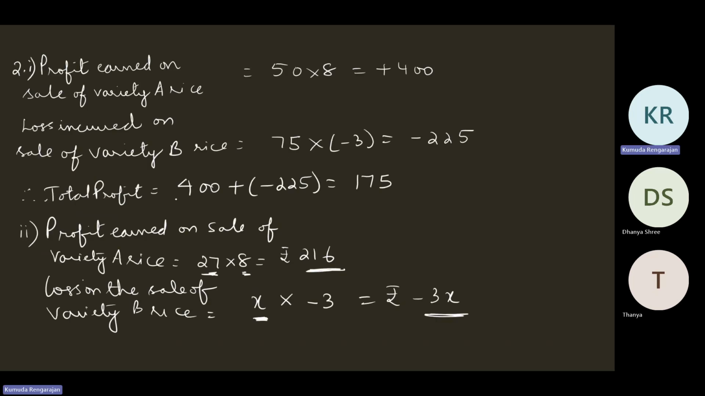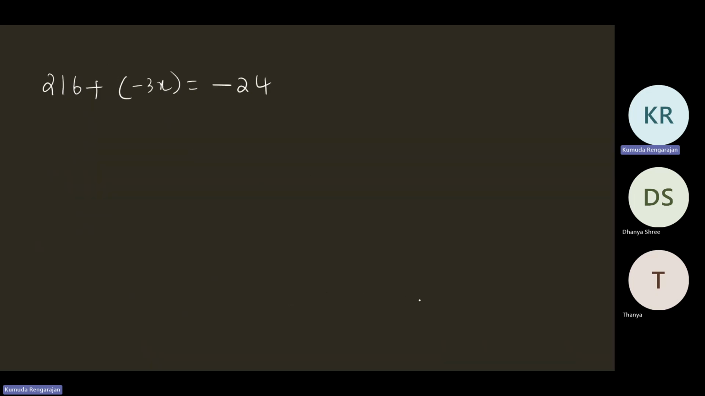That's what you've been doing everywhere. See here, how did you find the total profit? The profit on selling variety A and the loss on selling variety B, you put them together with a plus sign, and this is the total profit. Same thing here also. This is the profit on selling variety A. The loss on the sale of variety B, we don't know how much he sells, so X into -3, which is -3x. Now put these two numbers together: 216 plus -3x is equal to the total loss of 24 rupees, which should be written as -24.